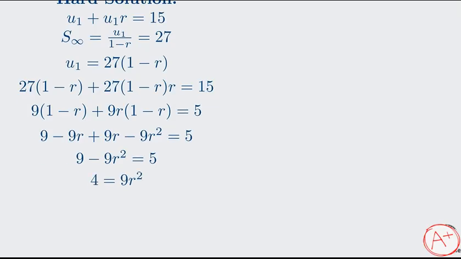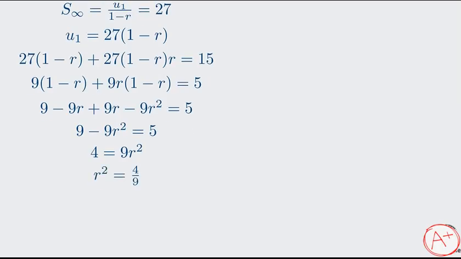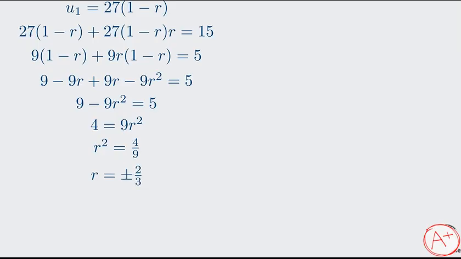Rearranging, 4 equals 9r squared. So r squared equals 4/9. Taking the square root gives us two possible values for the ratio, positive or negative 2/3. Both satisfy the convergence condition.